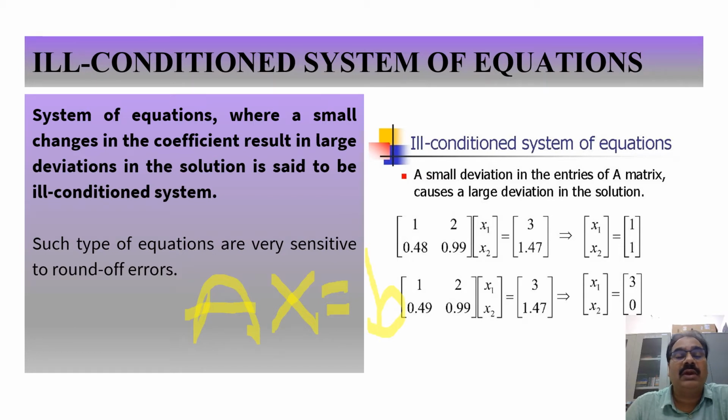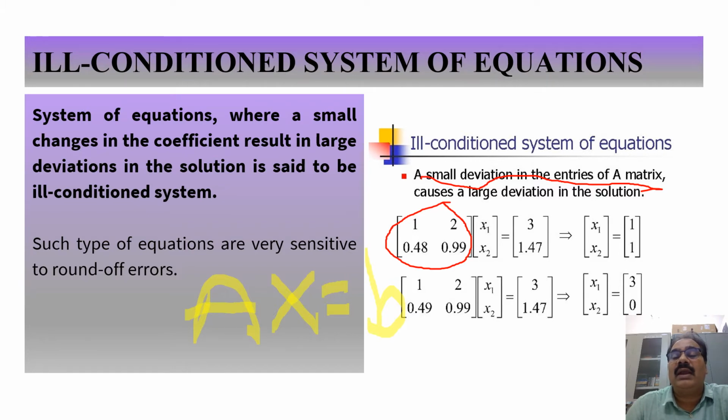In the particular case, in the matrix form, we may write that a small deviation in the entries of matrix A causes a large deviation in the solution. How? Look at the values 1, 0.48 and 0.99, and the column matrix x1 and x2, with the constants b given as 3 and 1.47. If you solve it, then look at how it will look.